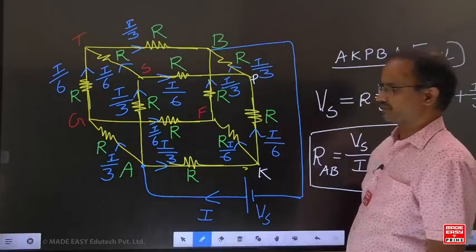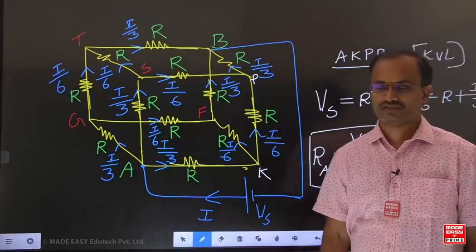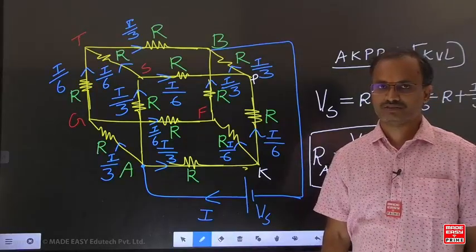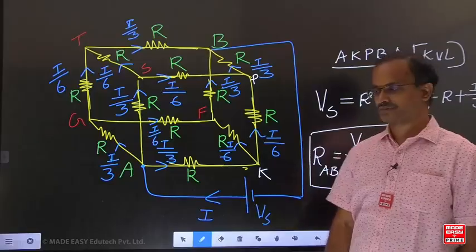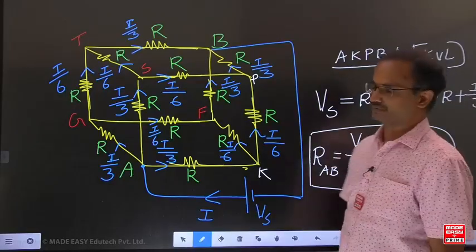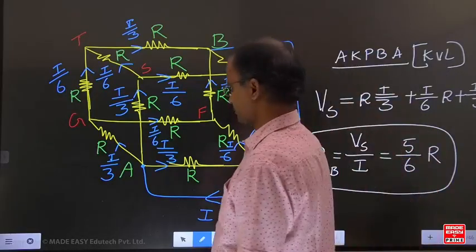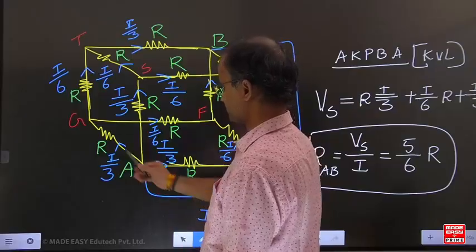Now for this particular example, what do you need? Equivalent resistance with respect to A and B. Now let's check it out. Carefully observe.